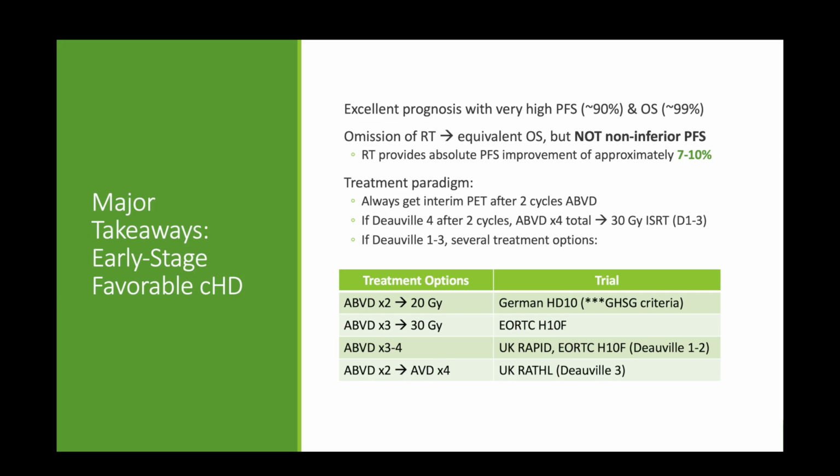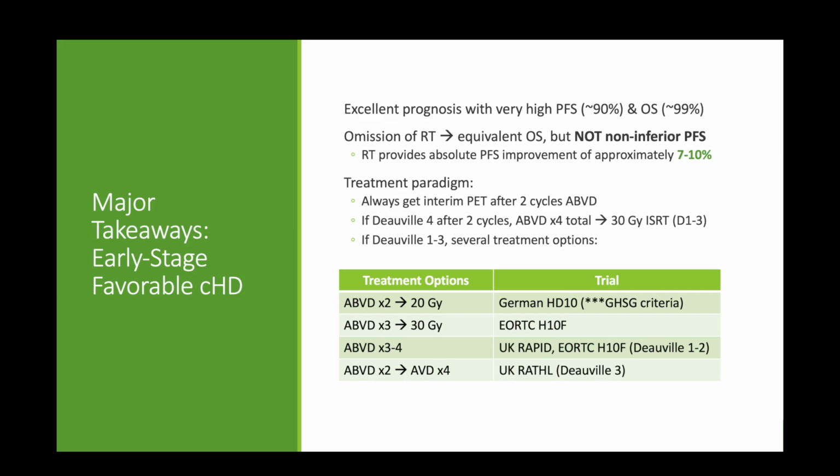So in terms of a treatment paradigm, when you're asked how would you treat a patient with favorable early stage disease, ABVD times 2 followed by a PET scan is always a great way to start off. So you do 2 cycles of ABVD, get an interim PET scan.